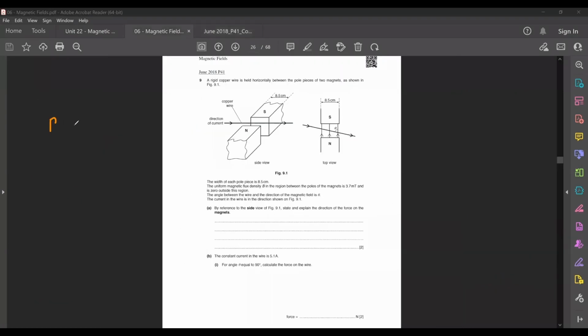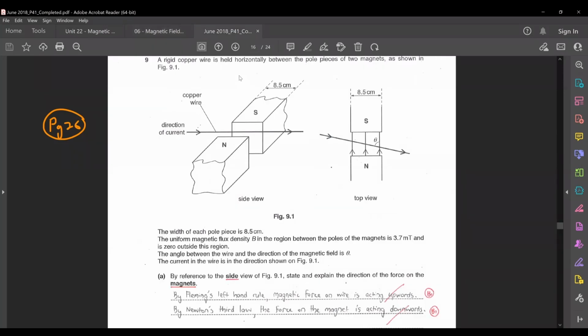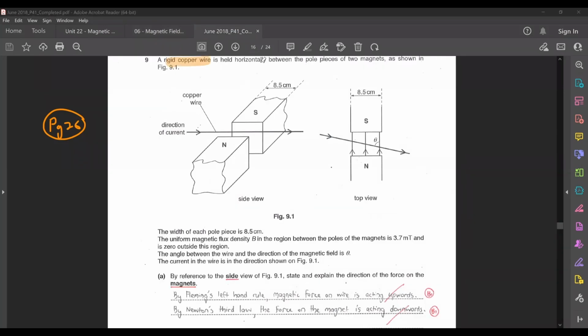Have a look at page 26 for the next question. This will be June 2018 P41. So for this question here, you have a rigid copper wire that is held horizontally between the pole pieces of two magnets as shown in the figure below. The width of each pole piece is 8.5 centimeter. The uniform magnetic flux density B in the region between the poles of the magnets is 3.7 millitesla and is 0 outside this region. The angle between the wire and the direction of the magnetic field is theta. And lastly, the current in the wire is in the direction shown in figure 9.1.